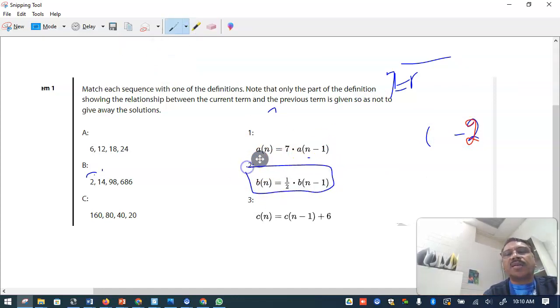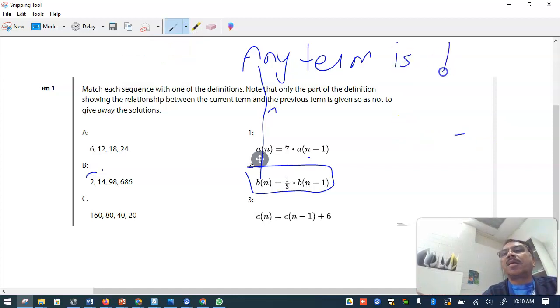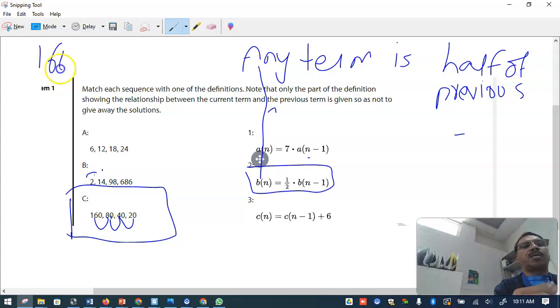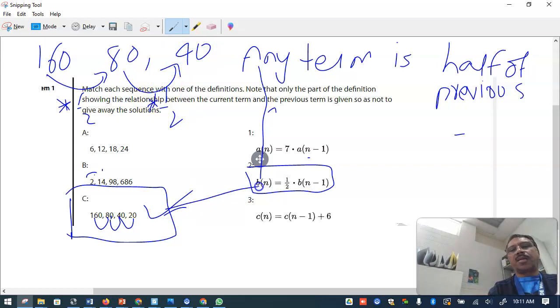Now, the second one. What does this basically mean? Any term is half of the previous term. I want you to get this. Any term is half of the previous term. And you can see the sequence showing up here. What is the rule here? Each time, if we have 160, half of 160 is 80, right? Then half again, you multiply by half, you get 40. So clearly this is the answer for this one.